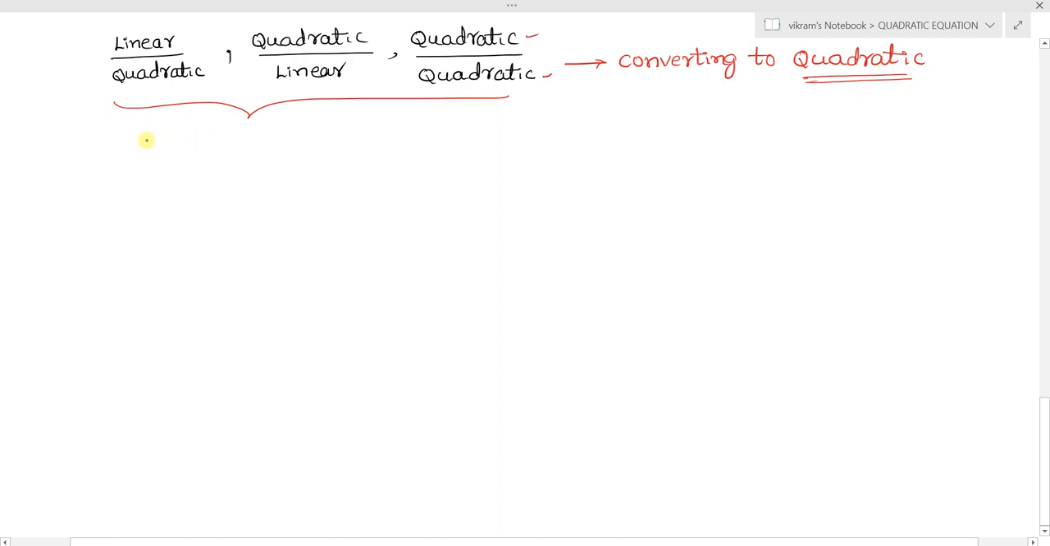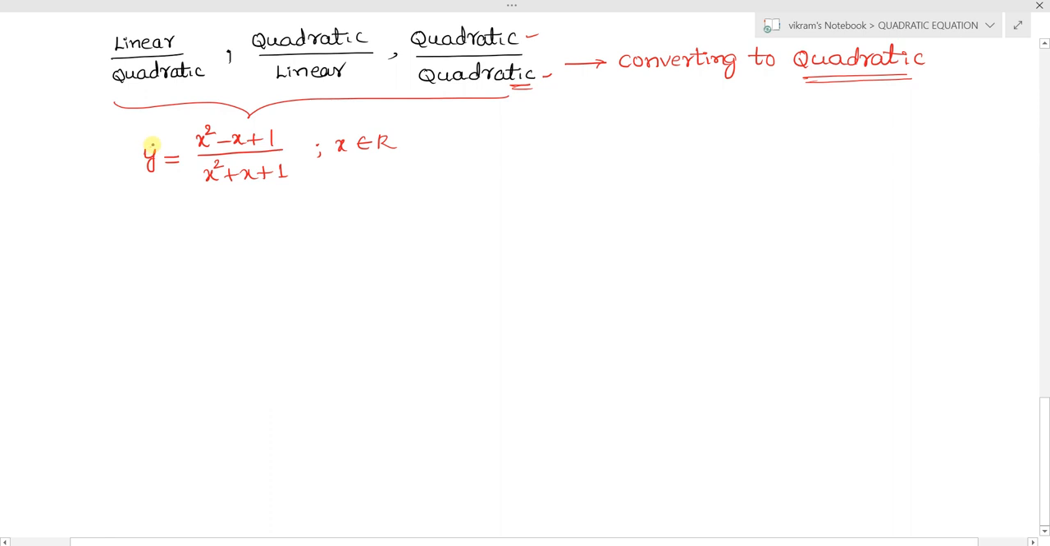For example, let me analyze these types of problems with one example. Now consider y equals x square minus x plus 1 by x square plus x plus 1. This function is a ratio of two quadratic expressions, so it is the third type of category. Now how to solve? Here x belongs to real values only, so we can put all possible values of x over here, and then we get the possible values of y.